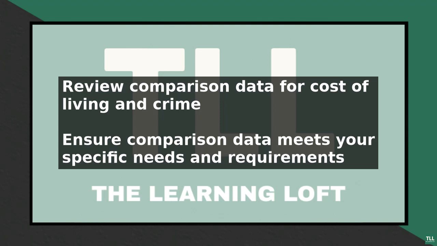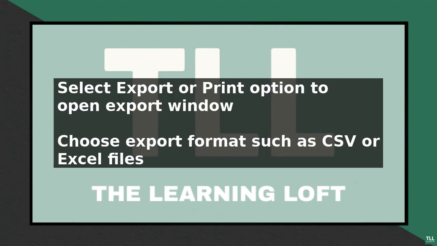Select the format you want to export the data in, such as CSV, PDF, or Excel. Choose the specific data fields you want to include in the export, such as demographics, economy, or housing. After selecting the export options, click on the Export or Download button to save the comparison data to your computer.